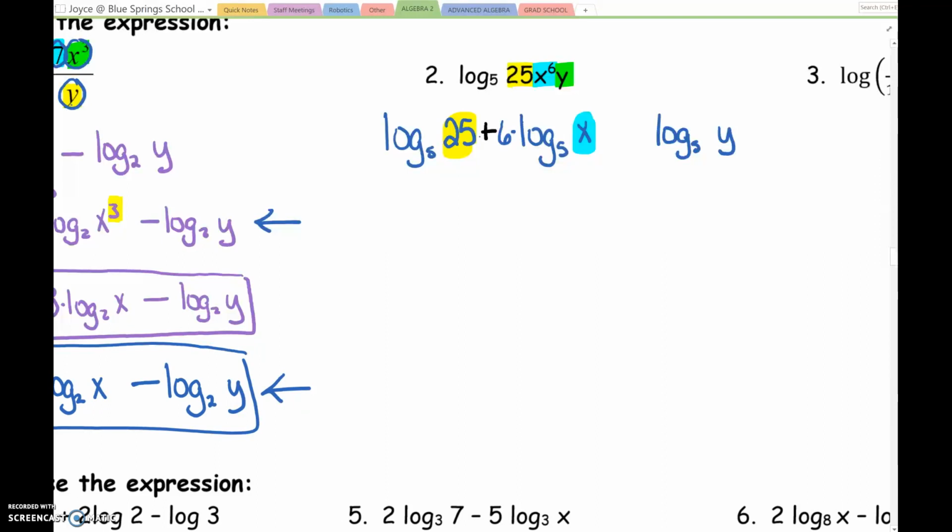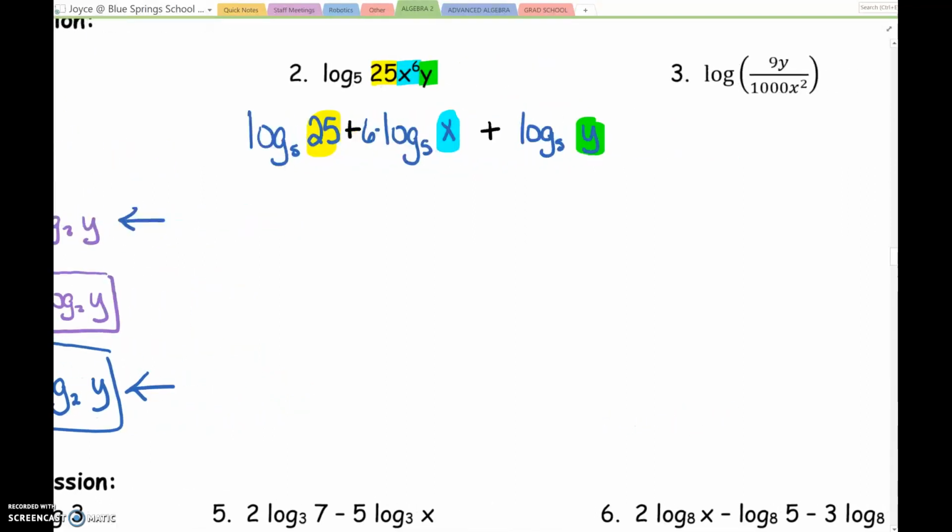And what symbol do you think we should use in front of the y? Negative. Positive. Do you see anything on the bottom of this original log? No. All right. Number 3 is a little bit longer.